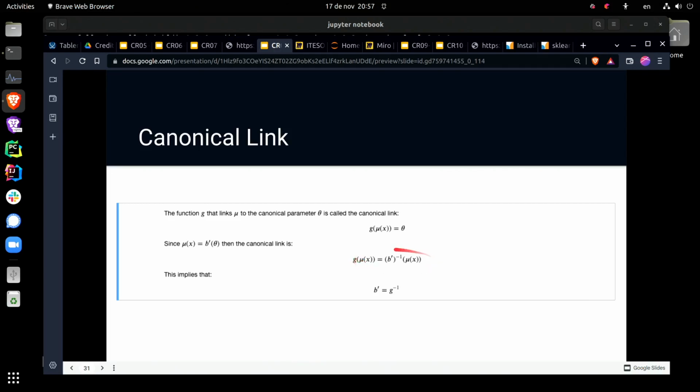So if we have this equality, then this means that g is equal to the inverse of the first derivative, or vice versa. The first derivative is equal to the inverse of g. So by using the canonical link that is defined as this part in here, then we get that we can actually use the inverse of this first derivative as a possible solution for the link function.